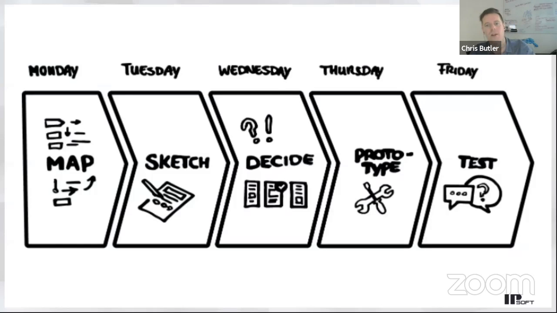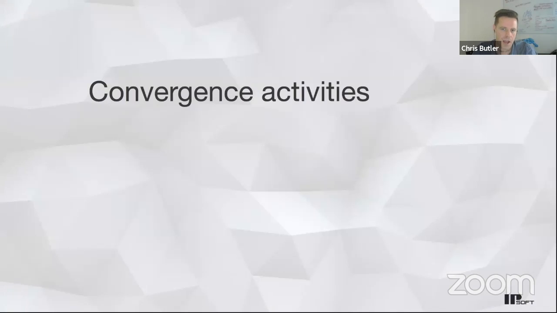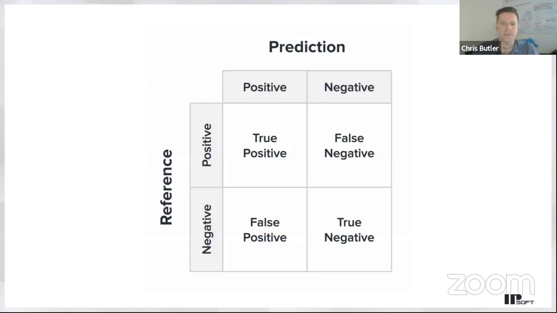The next thing is decide, right? So decide is, you have all these ideas. Now you need to figure out where you're going to prototype on Thursday, so you need to whittle it down to a certain set. And so decide is really about convergent activities. And one of the things that I've done as a convergent activity is something I'll call confusion mapping.